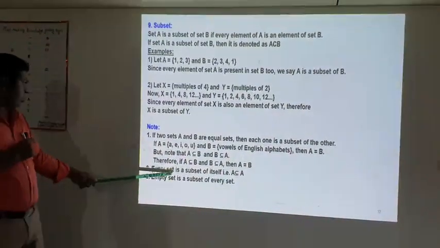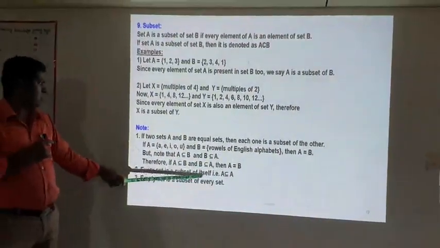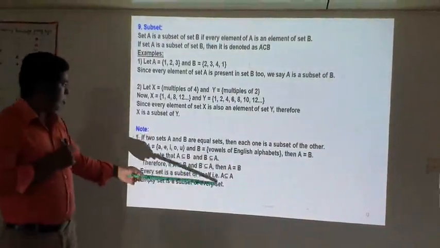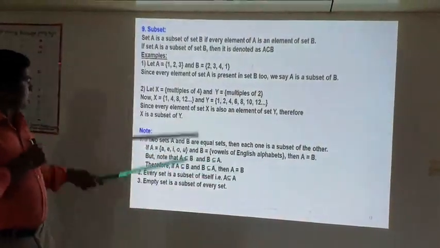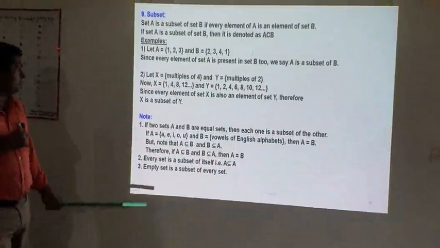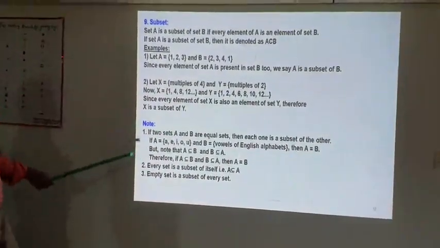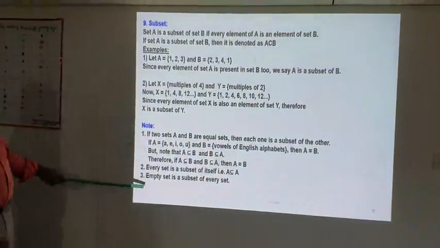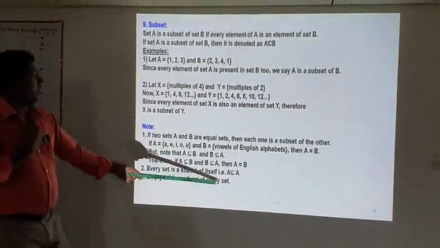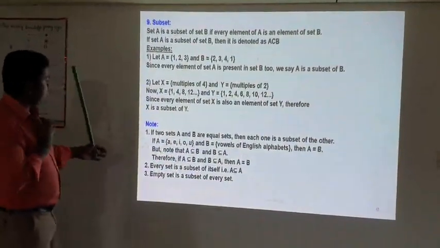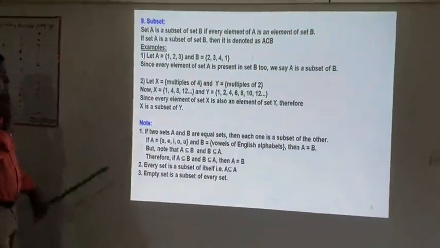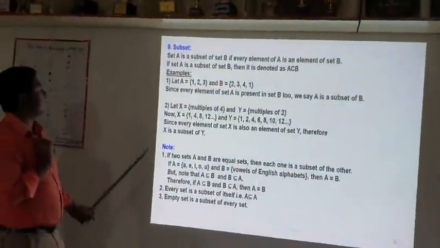Every set is a subset of itself. It means A is also a subset of A, the same as B is also a subset of B. Means every set is a subset of itself. The empty set is also a subset of every set. Means in every set there is an empty set. So the empty set is a subset of every set.